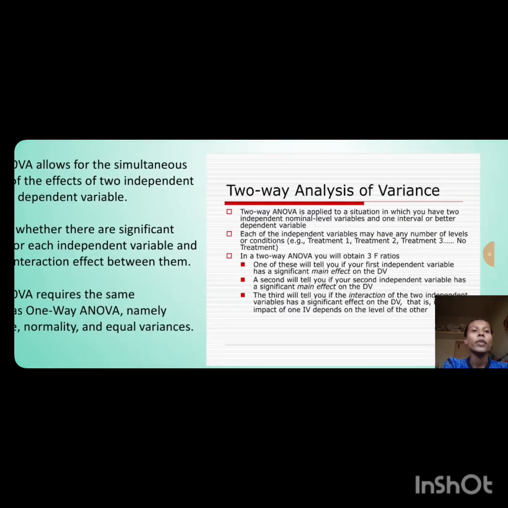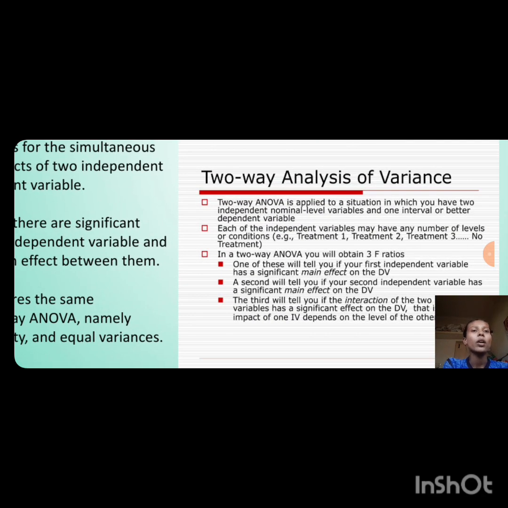Two-way ANOVA is applied to a situation in which you have two independent nominal-level variables and one interval or better dependent variable. Each of the independent variables may have any number of levels or conditions. Example: treatment 1, treatment 2, treatment 3, and so on, no treatment.